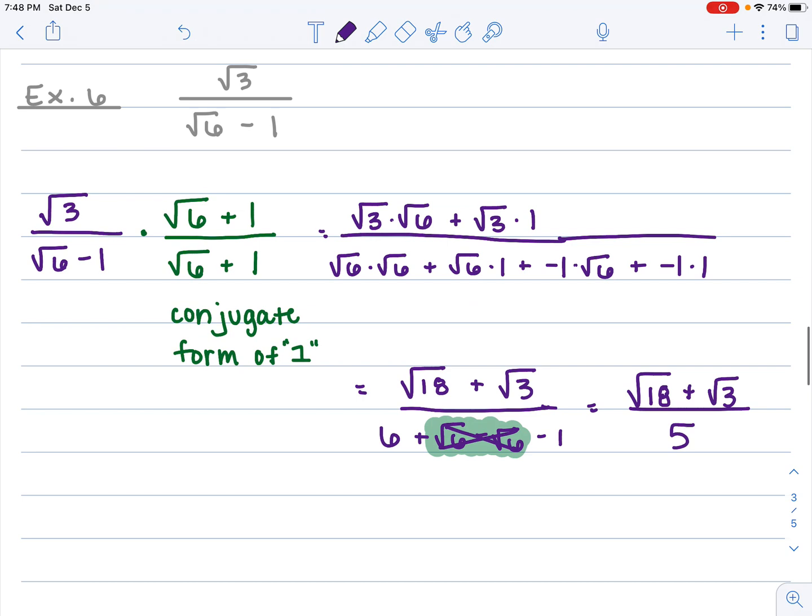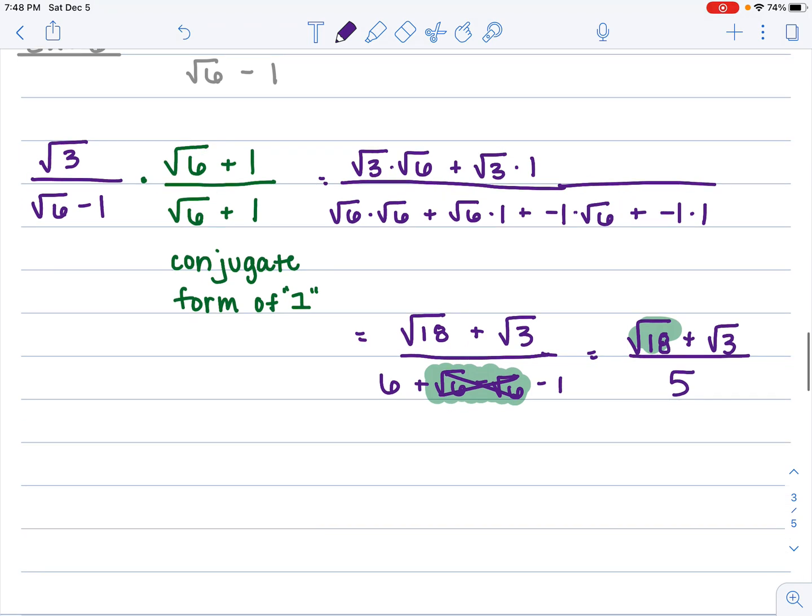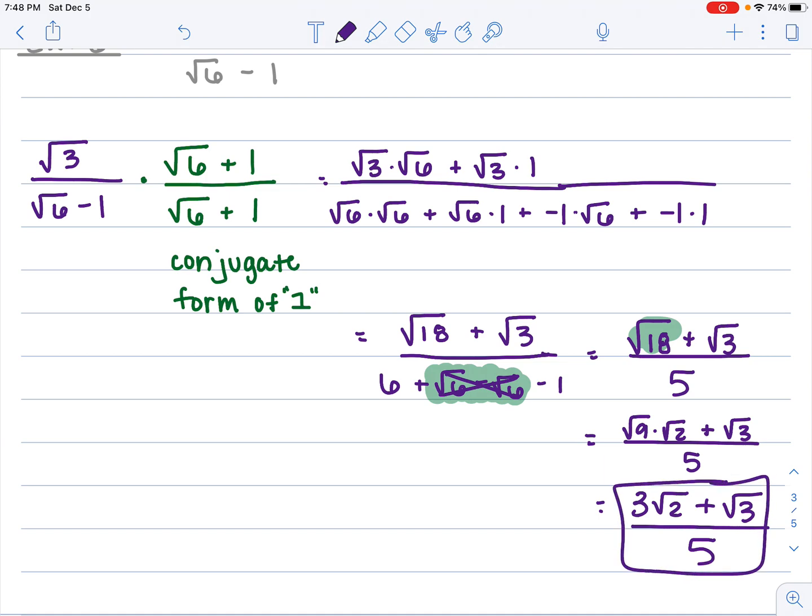I'm going to look at the radical, see if there's anything else I can simplify down. I know that I can simplify radical 18. That would break up into radical 9 times radical 2. I know the square root of 9 is 3. So I've got 3 radical 2 minus radical 3 divided by 5 as my final solution.